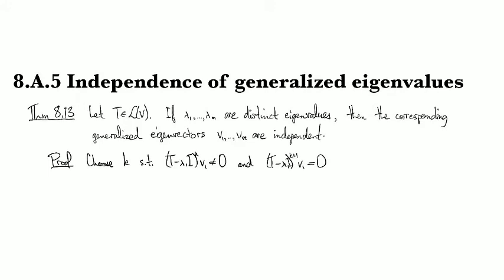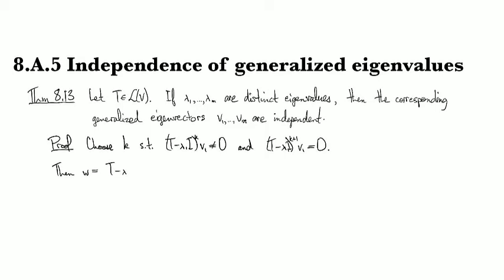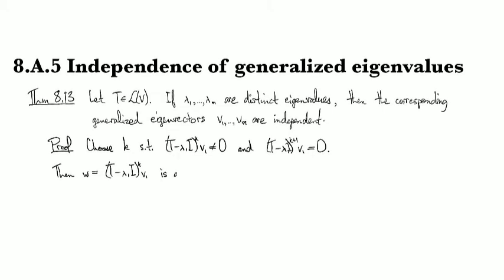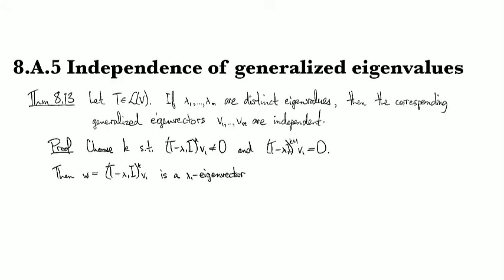Okay. So then if we take w to be that thing we have at the last step, after k applications, w is going to get killed if you apply it once more. So w is an honest, real and true lambda 1 eigenvector.